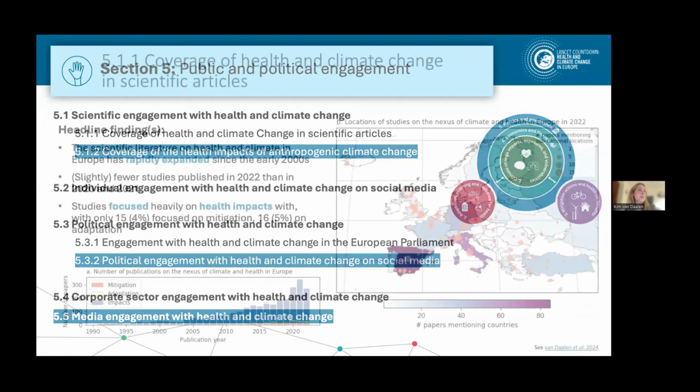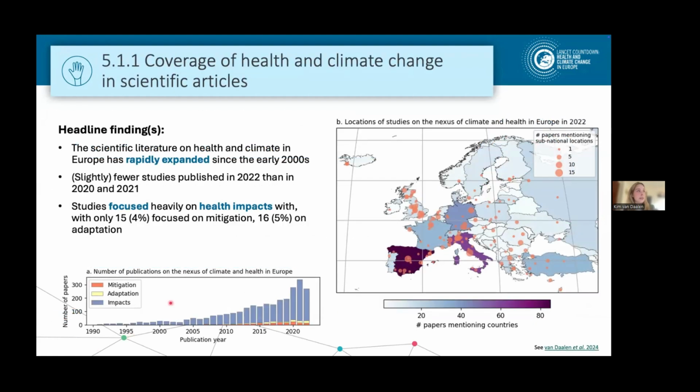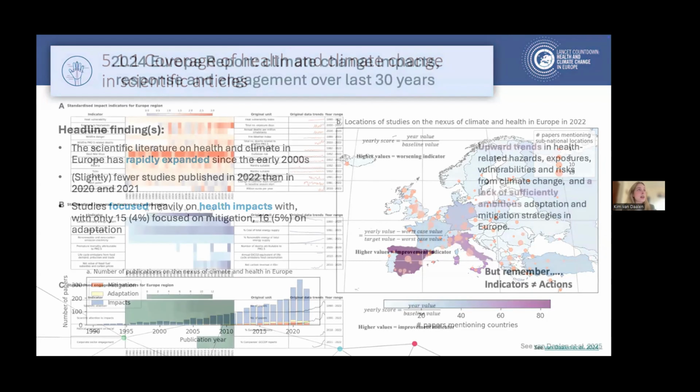And one of the example indicators here is the scientific coverage. So if you look at publications on climate change and health in Europe since 2000, we see that there's a stark increase in the information that is being generated. Most of these studies are still on impacts though, and there's not a lot of information on mitigation and adaptation as much as there are studies on impacts.